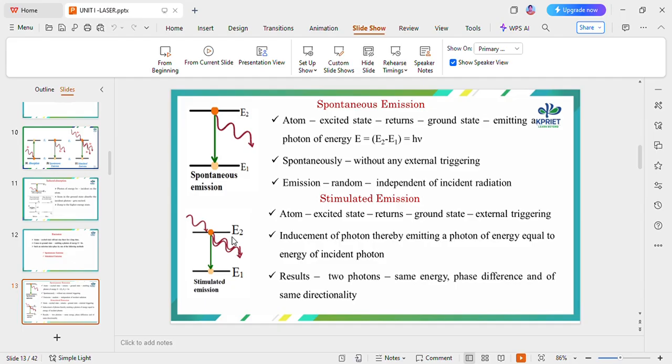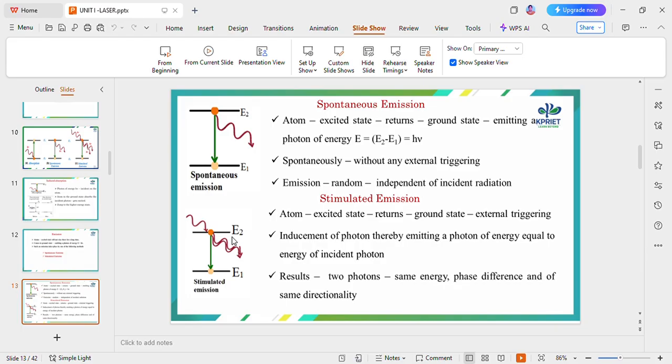So spontaneous emission. E1 is the ground state and E2 is the excited state. Already we have excited the atom from E1 to E2 by the stimulated absorption process. The atom in the excited state E2 will return to the ground state E1 by emitting a photon of energy h nu spontaneously, without any external triggering.